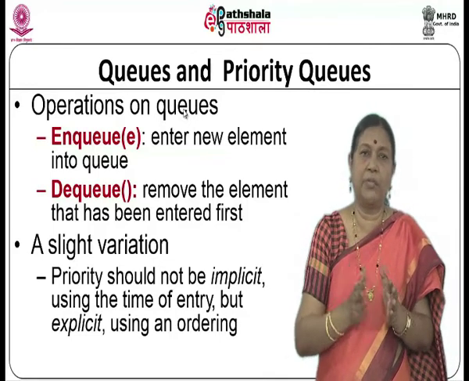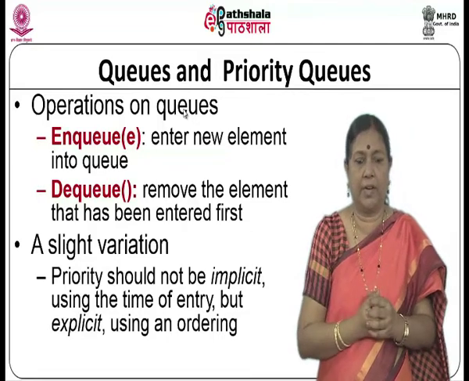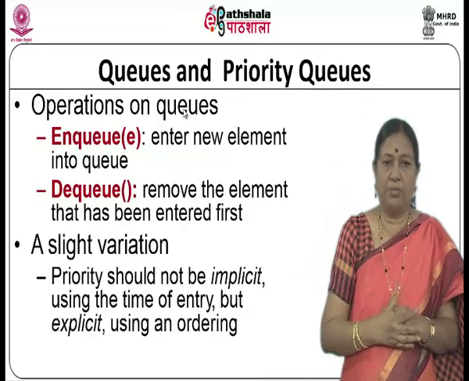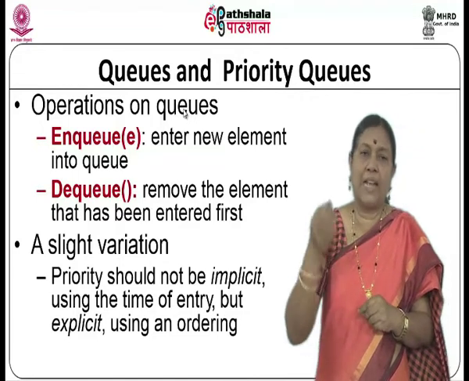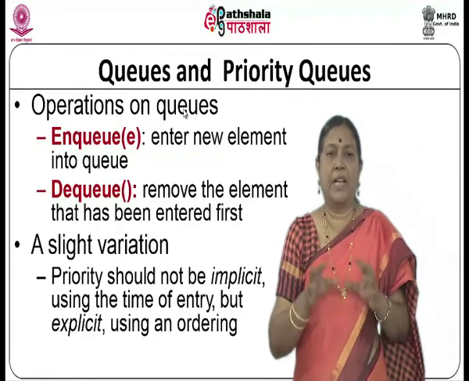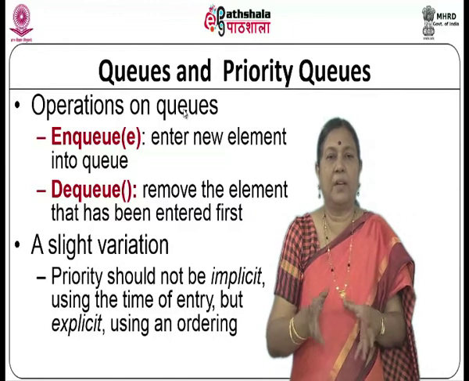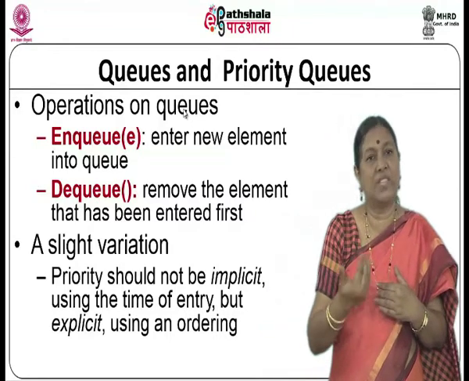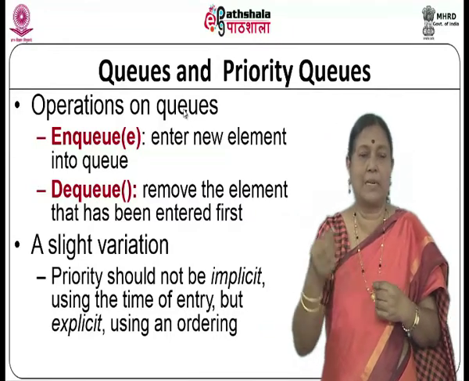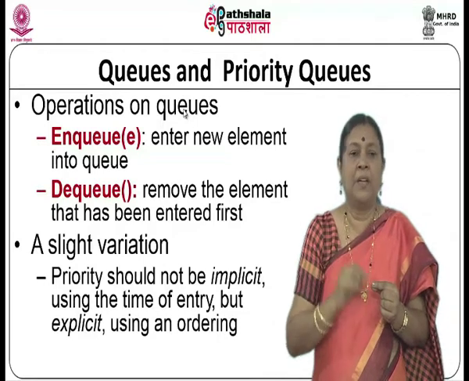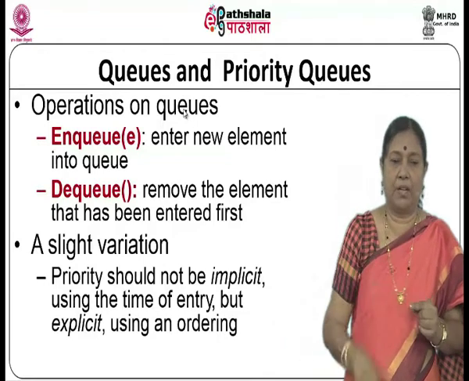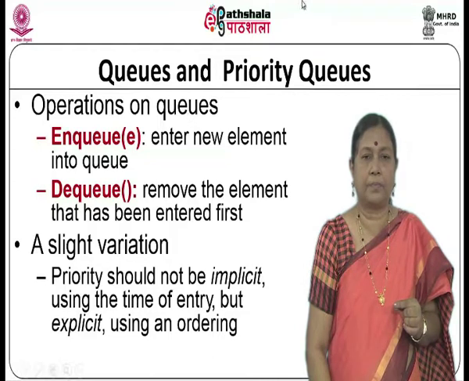So, what are we doing in a queue? We are enqueuing according to the time of entry, but in a priority queue we do not use the time of entry; we explicitly state an ordering, and we expect the queue to behave depending on that, not on first in first out. There, first in first out means the time of arrival is given priority. Here we are given an explicit priority. So, that is the difference.